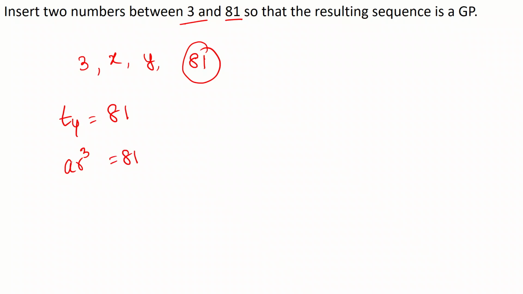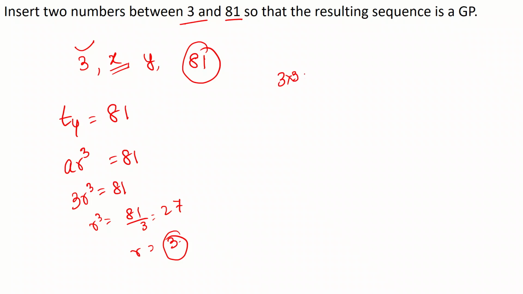The value of a is actually 3, so 3 r cube is 81. R cube is 81 by 3, which is equal to 27, and r is equal to cube root of 27, which is 3. So my r is 3. So my second term is actually just 3 multiplied by the common ratio, which is 3. So my x is 3 into 3, 9, and my y, which is the third term, is just this number multiplied by 3.